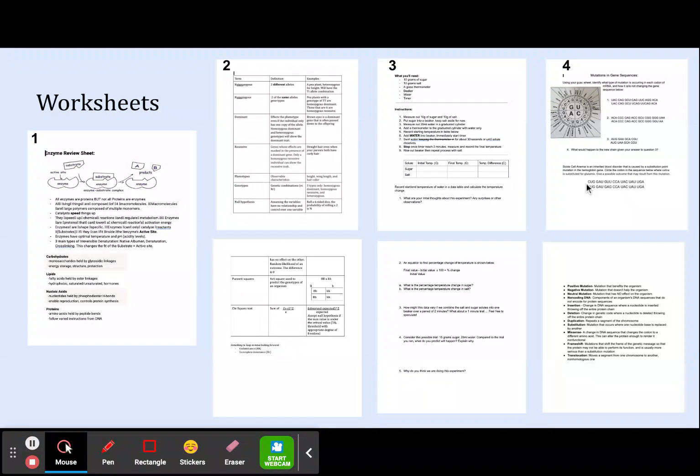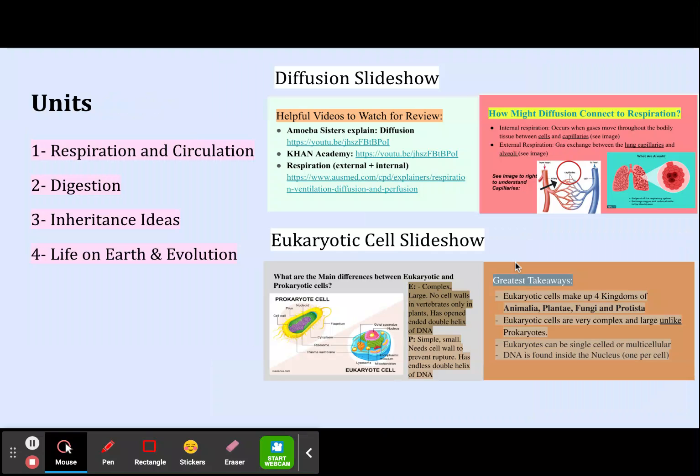Here is an overview of the worksheets that I produced. Some of them were formative. Some of them, like number 2, is just a review sheet for a summative. And this also just was a good check-in in class, so they would be prepared for the summative.